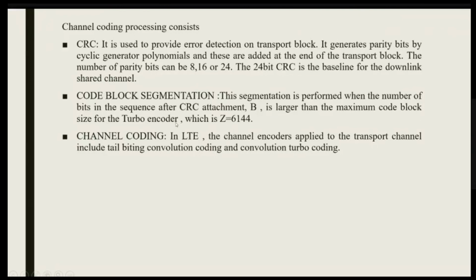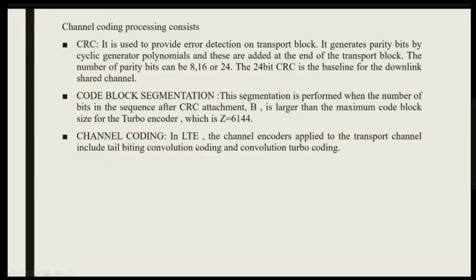For a turbo encoder, this block size is taken as 6144. Depending upon the type of the encoders, I have already studied the coding technique in another subject. So here we are using the turbo encoder technique with a Z value equal to 6144, which will generate the code block, named B, with a proper CRC attachment.